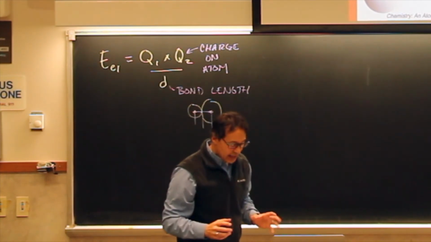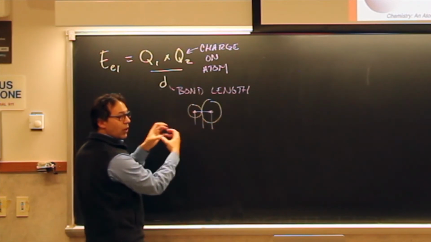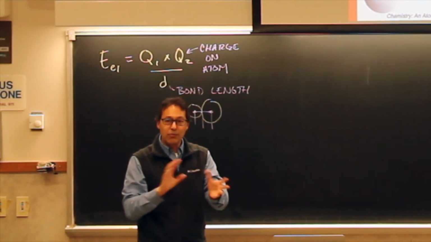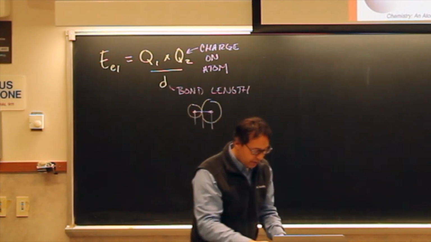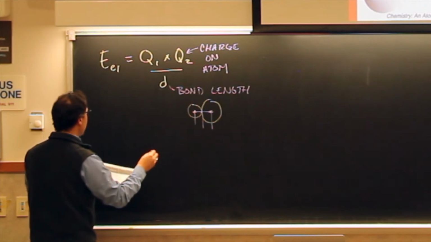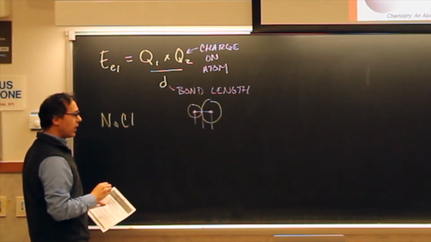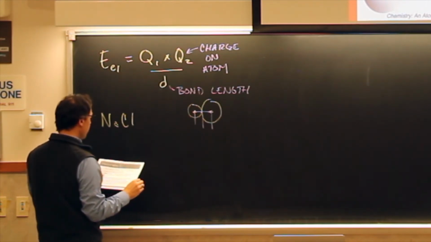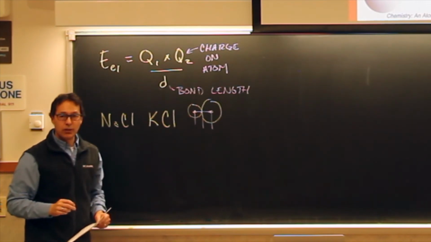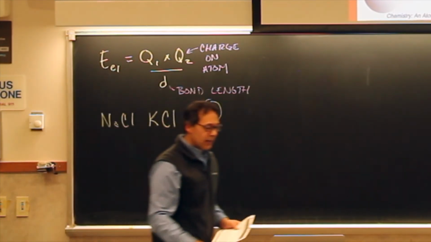Now, if I were to ask you then, how tightly or how much energy does it take to pull two atoms apart from each other if they are in an ionic compound, we can make a comparison. So, for example, if we had two different compounds here, NaCl, sodium chloride, and then KCl, potassium chloride, okay? Two different ionic compounds here.